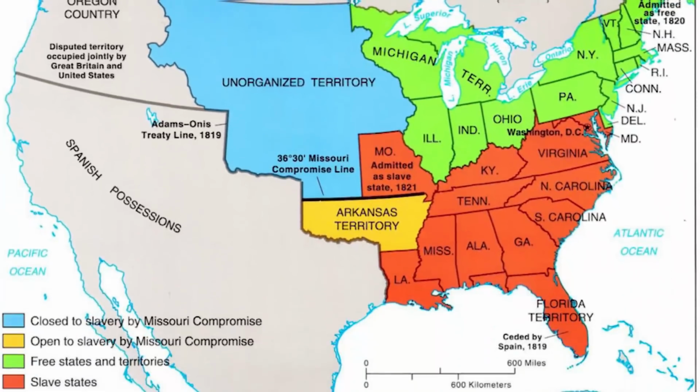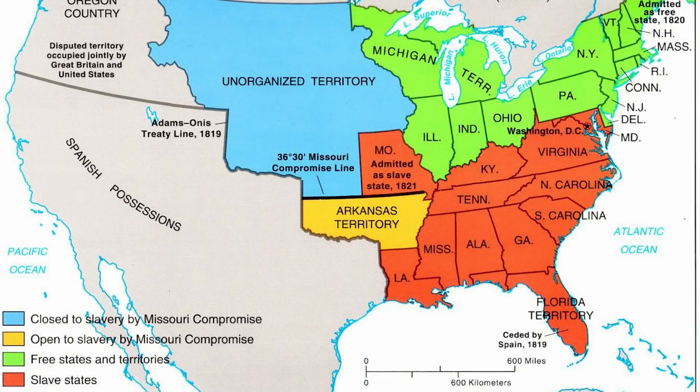In 1820, on the 3rd of March, we have the Missouri Compromise. Since the beginning of the 19th century, the political balance between North and South had been maintained by admitting alternately slave and free states. The more populous North had come to dominate the House of Representatives, and the South now sought to redress the balance.